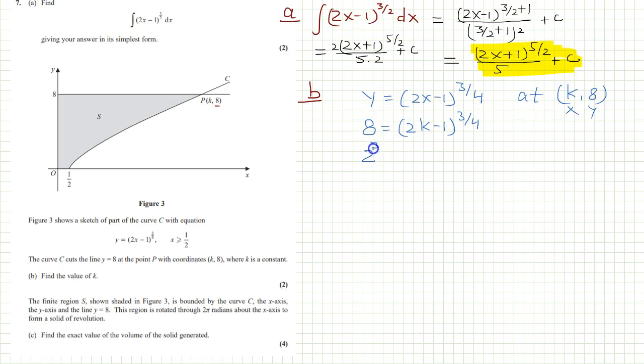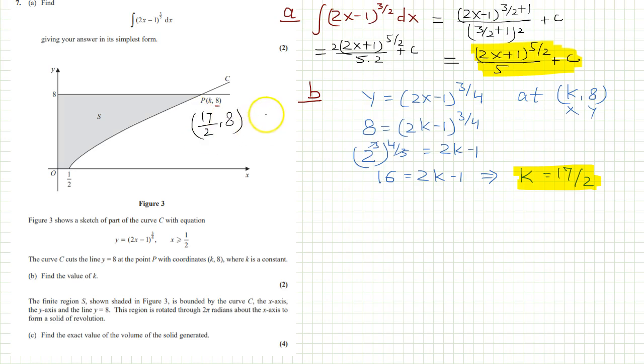8 is 2 to the power 3. This is 3 over 4, so it will be 4 over 3: 2 to the power 4 is 16, equal to 2k minus 1. The 3 and 3 cancel. This means k is equal to (16 plus 1) over 2, 17 over 2. So the value of k will be 17 over 2. So this point is 17 over 2 and 8.